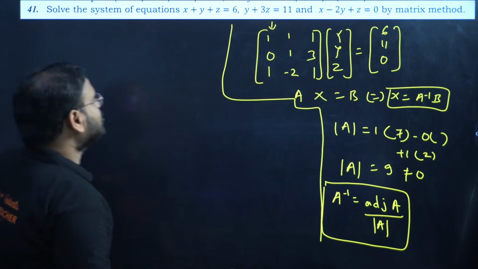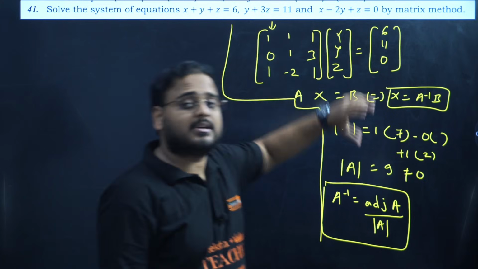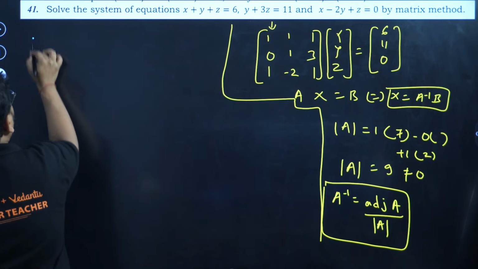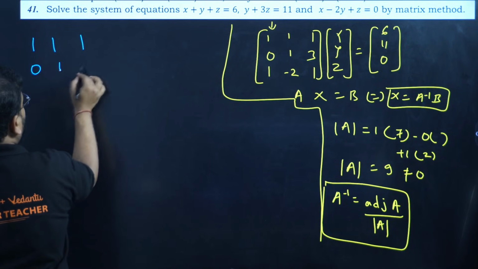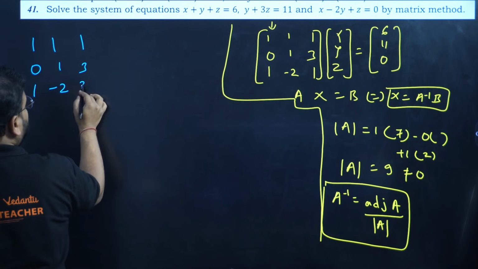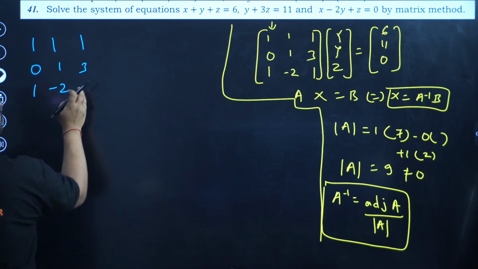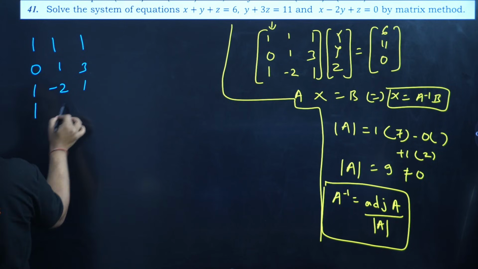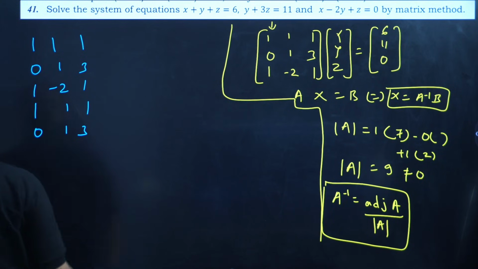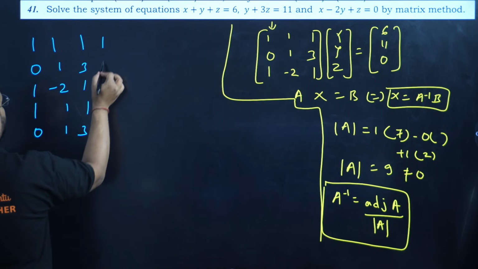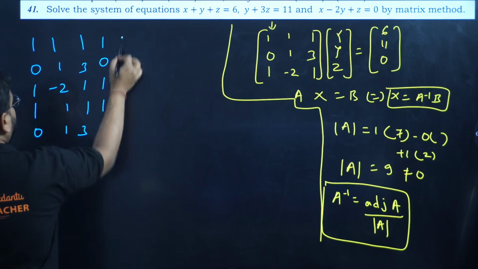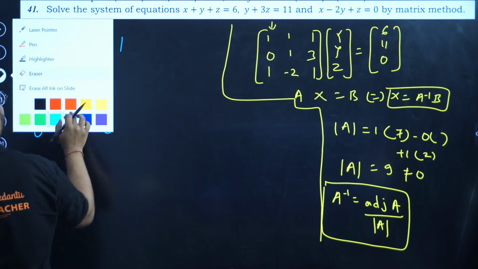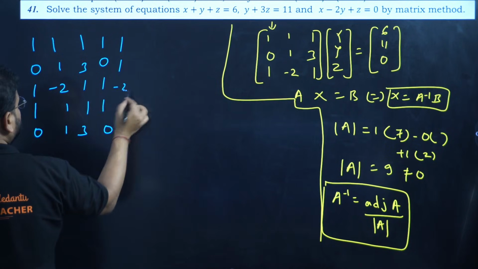To find the adjoint of the given matrix A, a 3 cross 3 matrix, we have a simple trick. Just write the matrix again here as 1, 1, 1, 0, 1, 3, 1, minus 2, 1, and then repeat the first two rows, so we get 1, 1, 1, 0, 1, 3, and the columns as well.